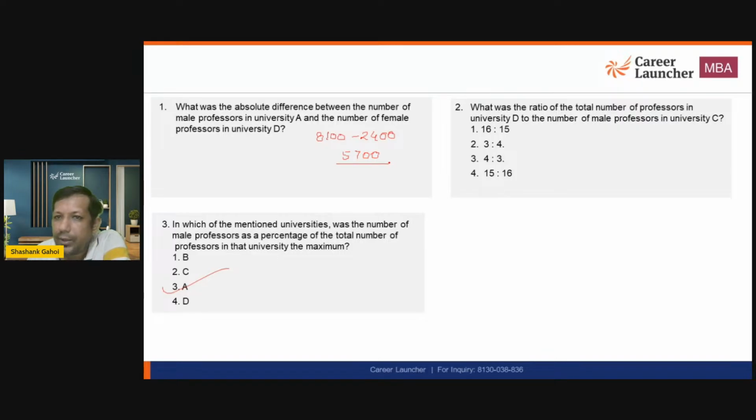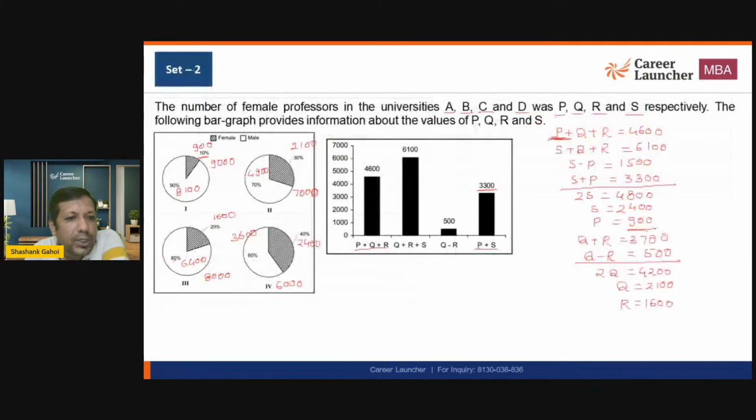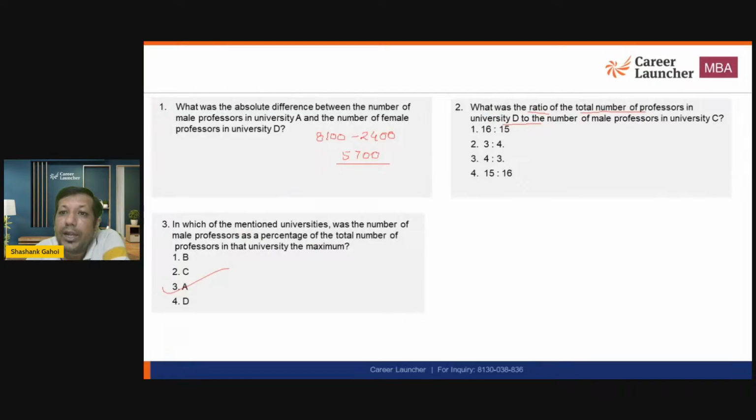So what is the difference we are looking for? That is 5700. Now the next one, what is the ratio of total number of professors in University D? ठीक है, so University D में total number of professors are 6000 and the male professors in C, that is 6400. Okay, so what is the ratio? That is going to be 6000 is to 6400. तो यहाँ पे आंसर आ जाएगा, that is going to be 15 is to 16. And whether we are getting the right answers? Yes. So basically answer is going to be this.